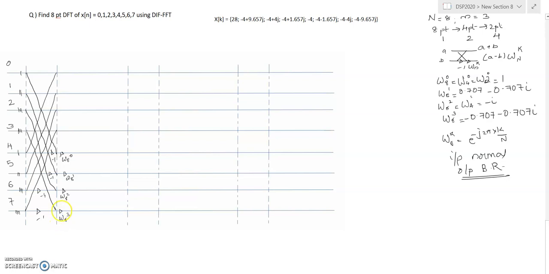Now moving on, when we solve this particular problem, we can solve the first one without much difficulty. When we solve this butterfly, we have 0 and 4 at the arms. So A is 0 and B is 4, and over here we have 4. And at this point, we'll have 0 minus 4, that is minus 4, into W_8^0 is 1 again, so it will be minus 4 itself.